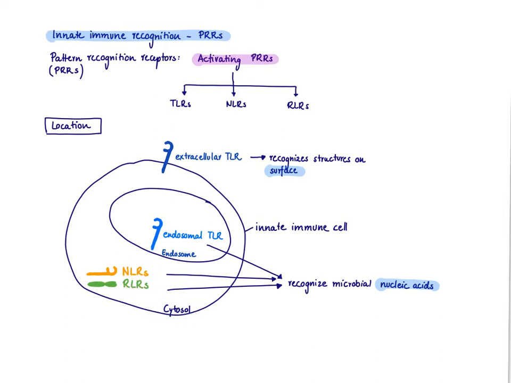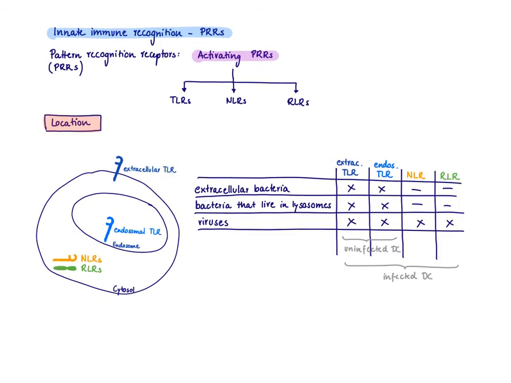And so obviously, extracellular TLRs can recognize structures on the surface of a pathogen. In contrast, the endosomal TLRs, NLRs, and RLRs are going to recognize stuff that has, for example, been digested already in the lysosomes or that lives in the cytosol. So that's going to be most likely microbial nucleic acids. If we know the location, we can also predict which receptors are going to be activated when we are infected with a specific pathogen.